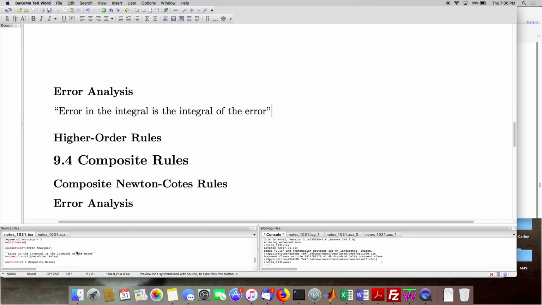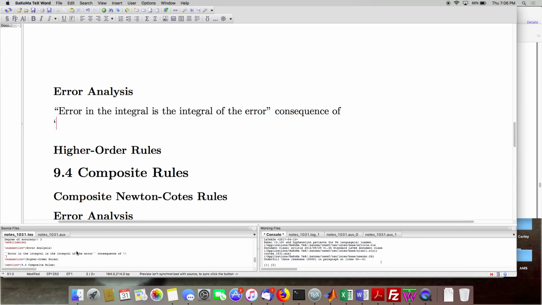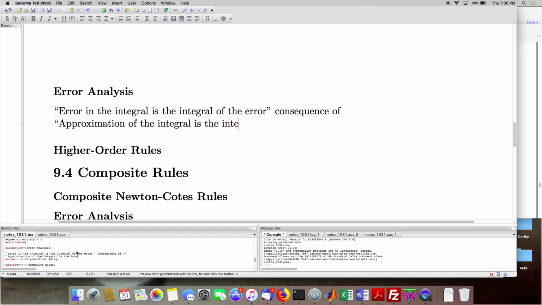And so really, this is a consequence of the approximation of the integral being the integral of the approximation. Yeah, how eloquent. In this case, the approximation in question is a polynomial approximation. We're using an interpolating polynomial. Since we know the error in the interpolating polynomial, we have a formula for that, so we can integrate the polynomial interpolation error to get the error in the approximate integral.